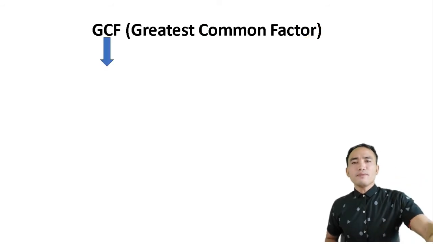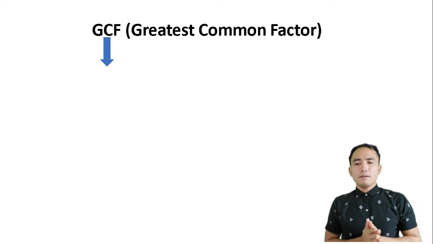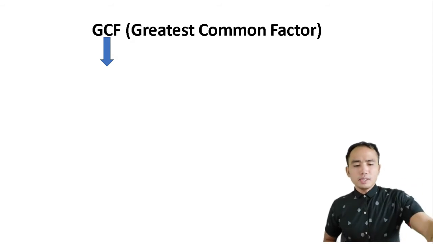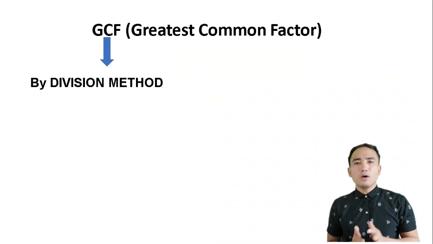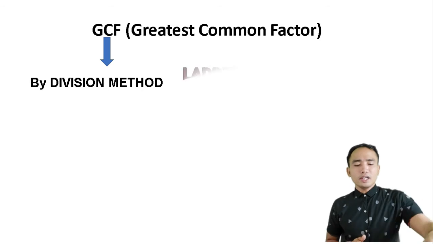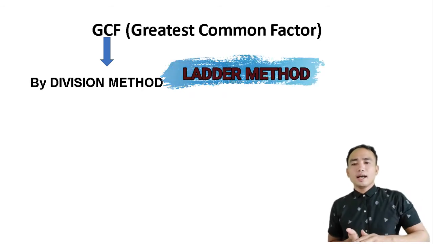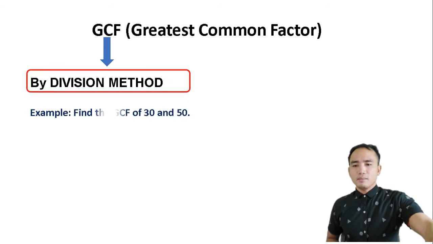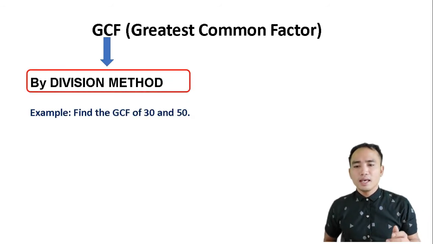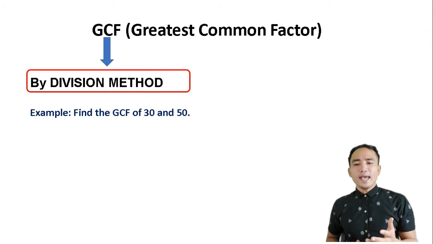So here, to find the GCF of two or more numbers, we have to use the division method, or pwede rin sabihin na ladder method kasi para siyang ladder. Alright, so for example, if you are going to find the GCF of 30 and 50.